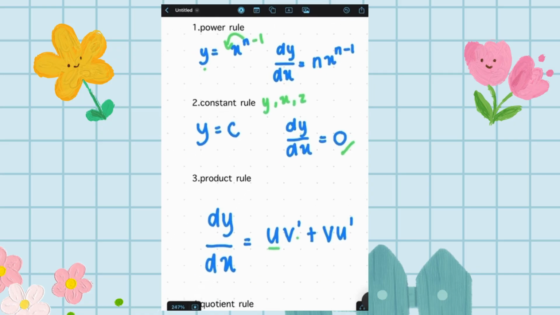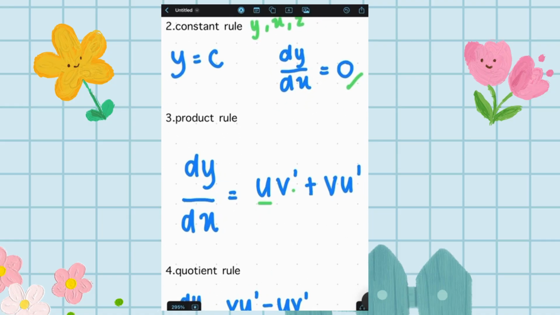And then we have the product rule. We use the product rule when two functions are multiplied together. The rule says dy over dx equals u v prime plus v u prime. It's easy. You just need to keep the u and differentiate the v to get v prime, and then plus keep the v and differentiate the u to get u prime.